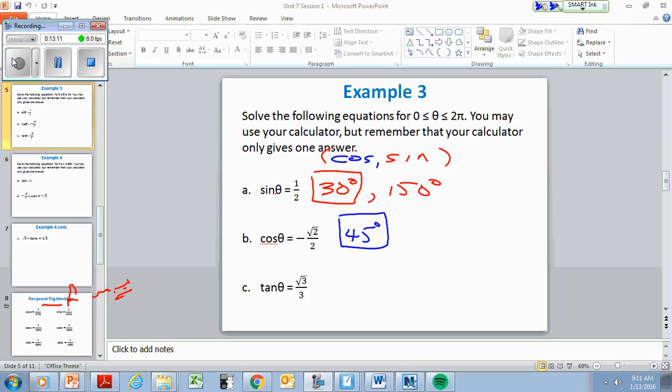So once I do that, I know 45 is one of them. Now please go to the chart. Go to the chart to find out where cosine is a negative radical 2/2. There are 2 places where it will be that. Find them and then tangent.